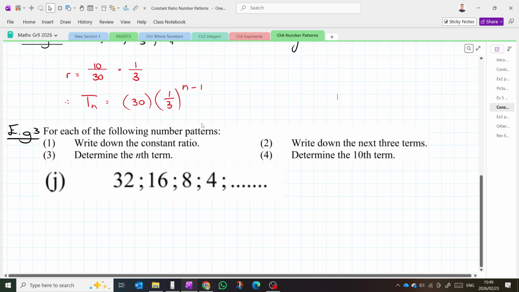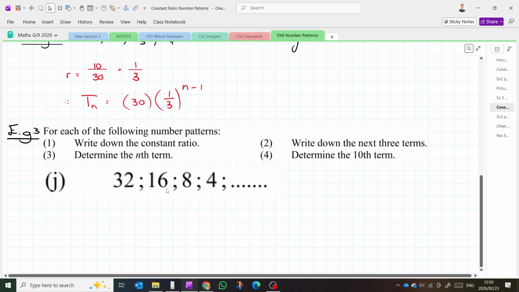For each of the following number patterns, write down the constant ratio, the next 3 terms, determine the nth term and the 10th term. So you'll see again with the constant ratio number pattern, we're not going to ask you to work backwards. We're not going to tell you that term 2 is 16 or which term is equal to 16.